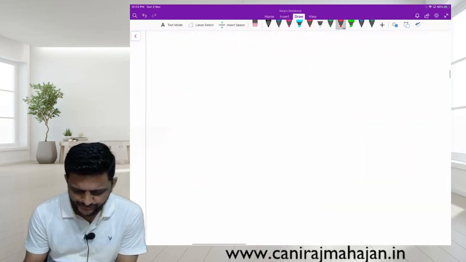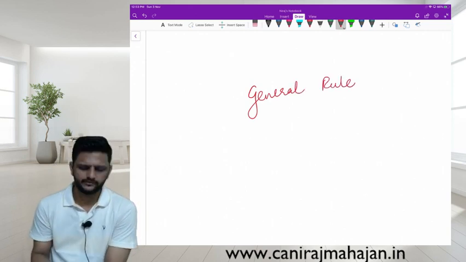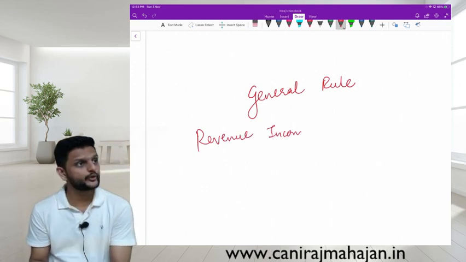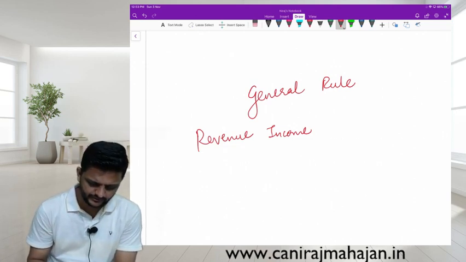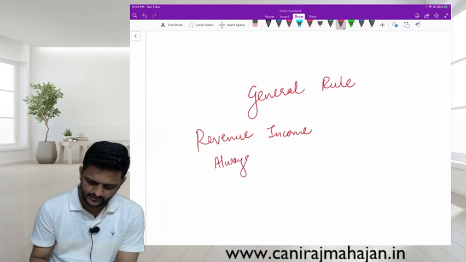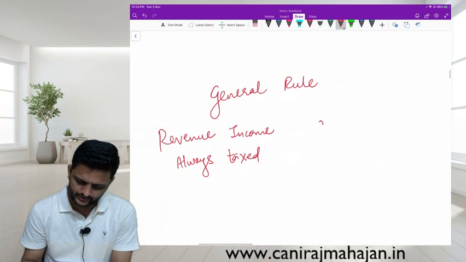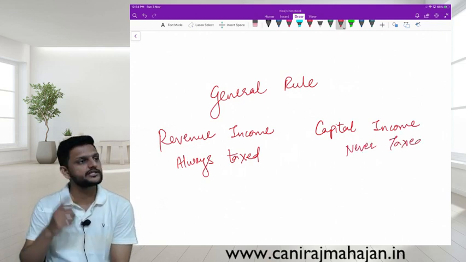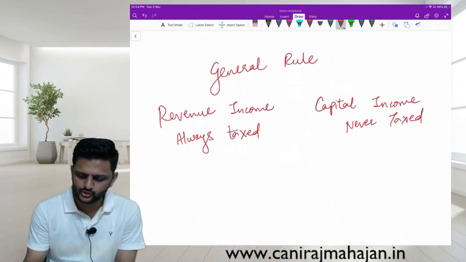If you remember the general rule of chapter 1, revenue income is always taxed, unless it is put under some exceptions or exemptions. Capital income, tell me, never taxed. Correct or wrong? Unless again specifically told to do so, and for that again we directly refer to the chapter of capital gain. Yes or no?